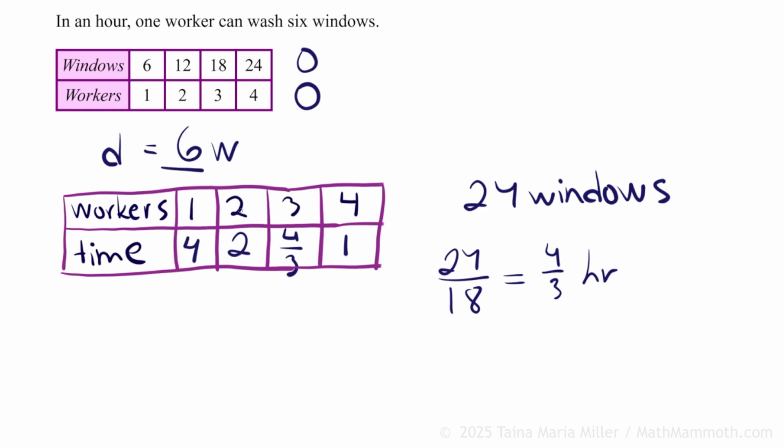1 times 4 is 4, 2 times 2 is 4, 4 times 1 is 4, and 3 times 4/3 is 4. So therefore, the equation governing them is actually this times this is 4. Workers times time equals 4. This is not a proportional relationship though. If I solve for t, it would be t equals 4 over w. So it's not in the form of t equals some number times w, not proportional.